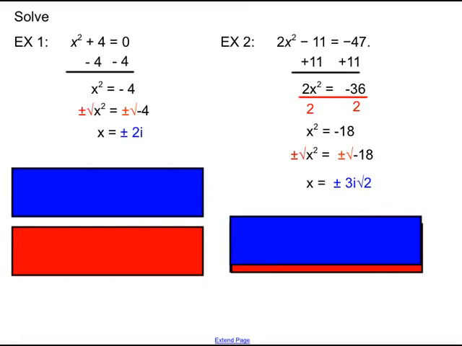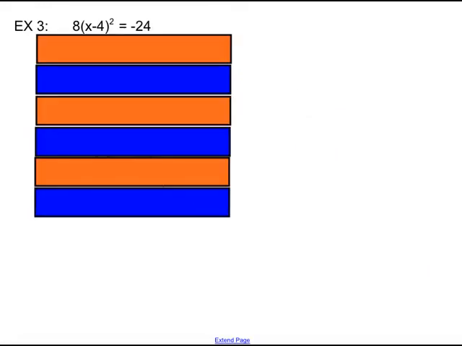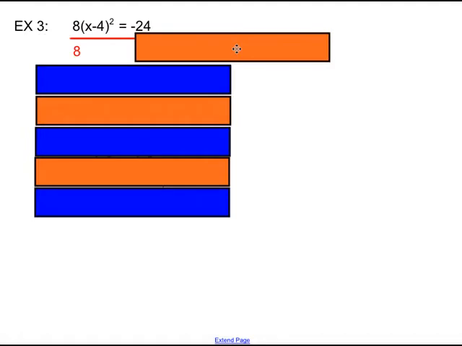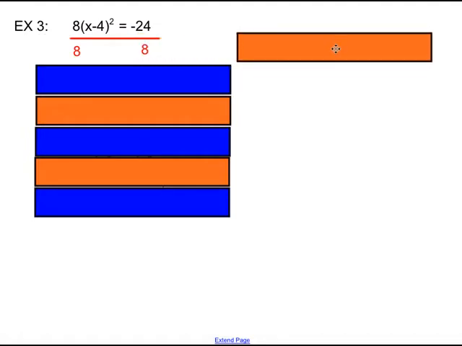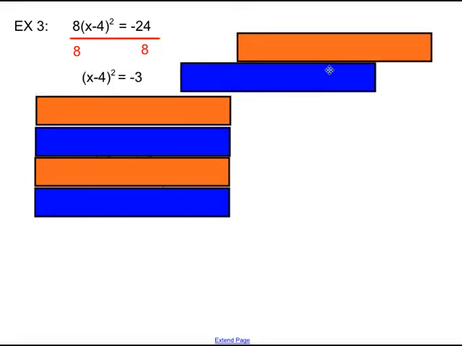Let's try some with some parentheses. I find the parenthesis ones to be the hardest, so we'll take our time and slowly go through them. Number 3 states 8 times the quantity x minus 4 quantity squared equals negative 24. Step 1, divide by 8 on both sides. That will cancel the 8's out, leaving me negative 24 divided by 8, which is negative 3.